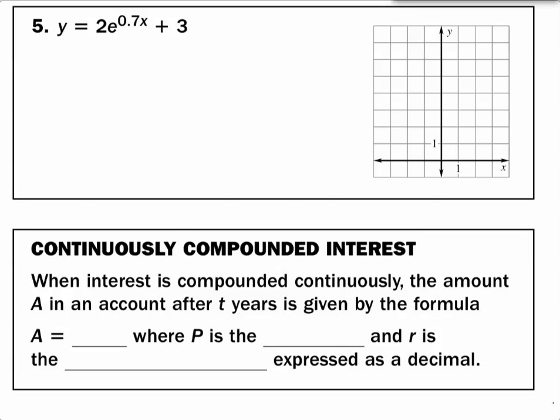Hello, welcome back. We're in Algebra 2, Chapter 7, Section 3. This is page 3 of the notes, the last page. We have this checkpoint, number 5. We have to graph this function, and they give us a nice function to graph.